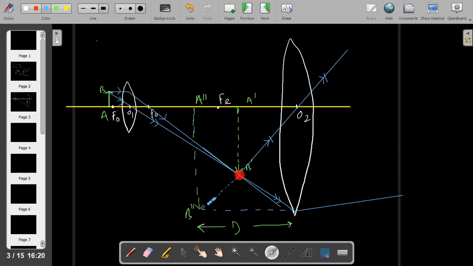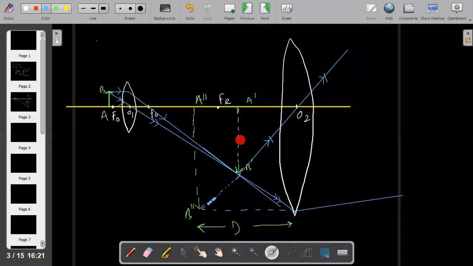So the final image is formed. Here the image A dash B dash will be formed in between the optical center and focus of the eyepiece. Clear? Therefore, A dash B dash will behave like a virtual object for the eyepiece, which is in between the optical center and focus of the eyepiece. Therefore, this eyepiece will behave like a simple microscope.